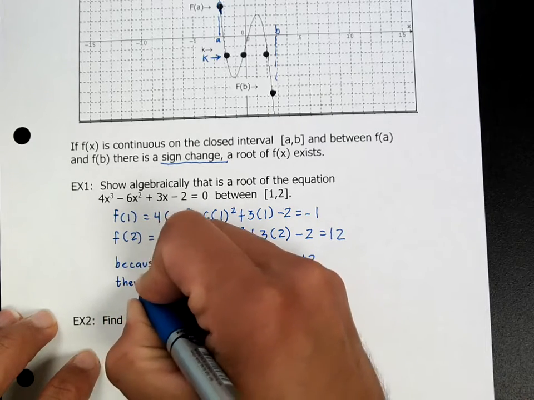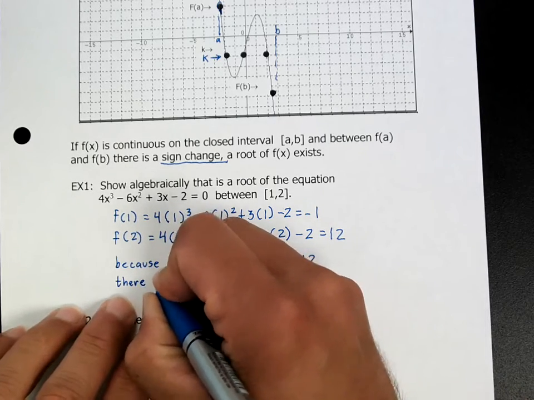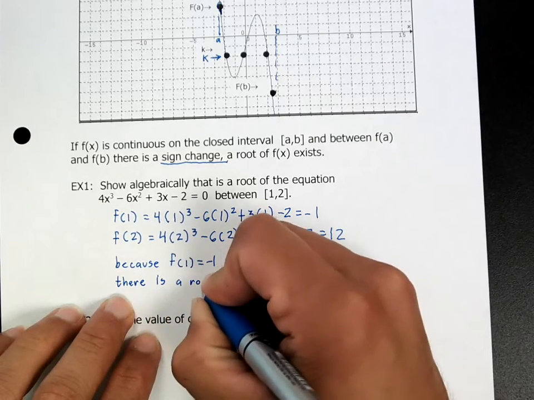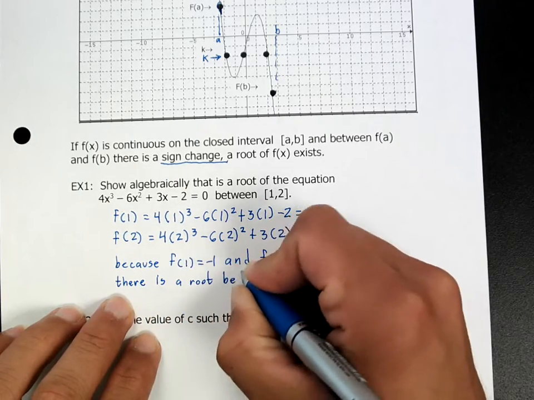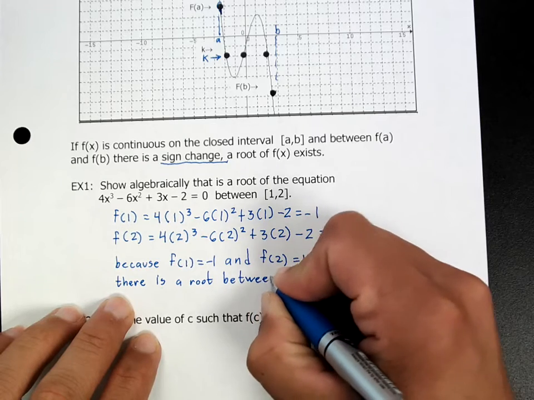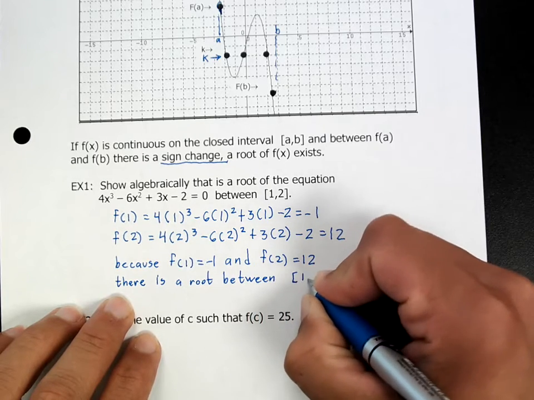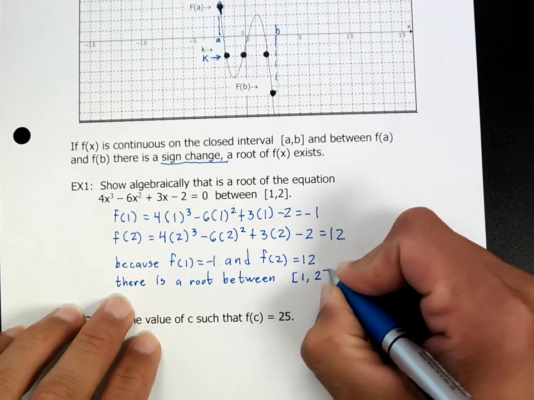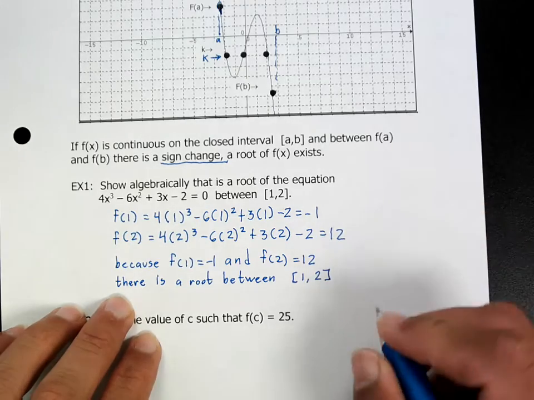And remember, we already know that this is continuous, right? So there is a root between 1 and 2. I hope that makes sense.